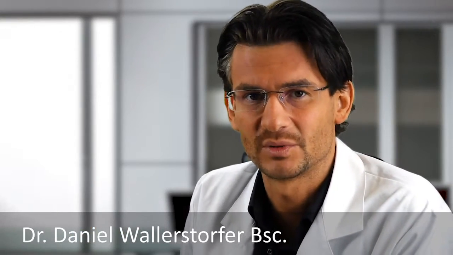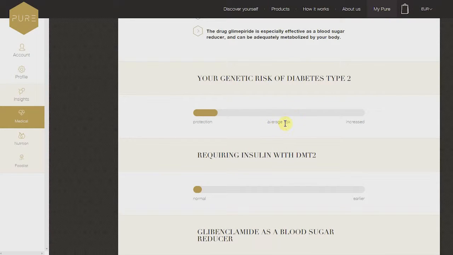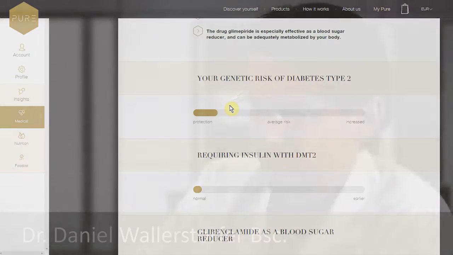So having genetic risk for diabetes is very common. Some people have a higher risk than the general population. Some people have a lower risk than the general population. So if your arrow or your bar is around this area here, it means that you have the same risk as the general population. If you're up here, you have a higher risk, or you might even have protection, so a lower risk than other people to suffer from diabetes type 2.